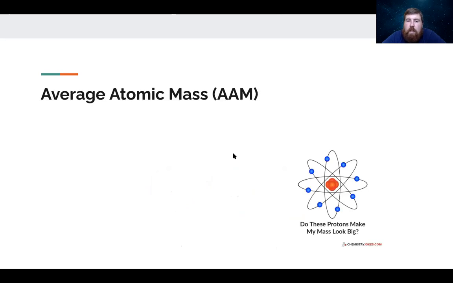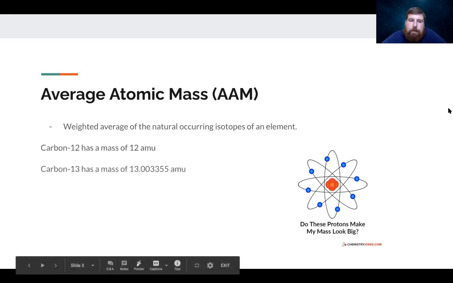So let's go ahead and talk about average atomic mass. Average atomic mass is the number that is quantitatively equivalent to the molar mass. It's the number that is on the bottom of the periodic table. And the example we're going to be looking at is carbon. Carbon's average atomic mass, or molar mass, is 12.01 AMU, or 12.01 grams per mole, respectively. So average atomic mass is the weighted average of the naturally occurring isotopes of the element. So for carbon, there are two naturally occurring isotopes, carbon-12 and carbon-13.